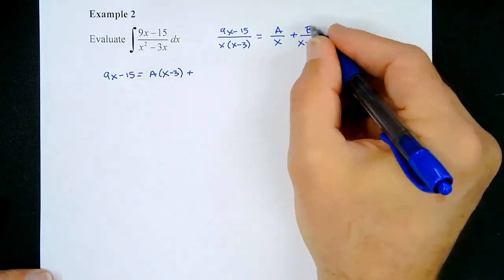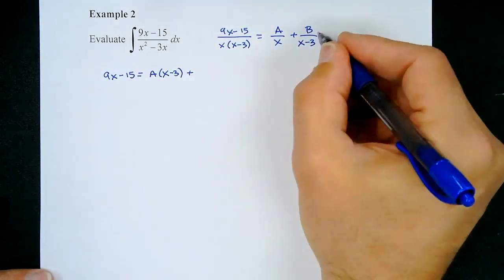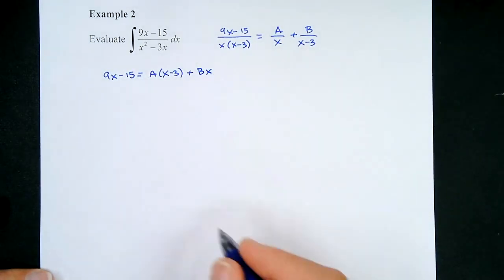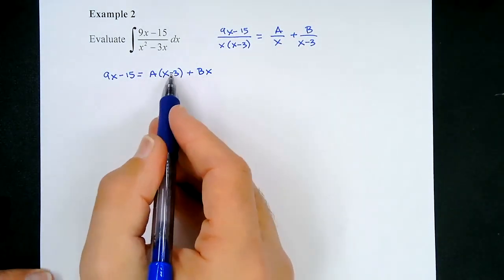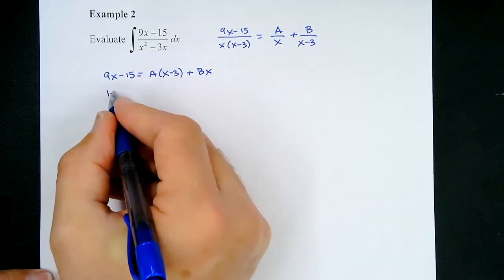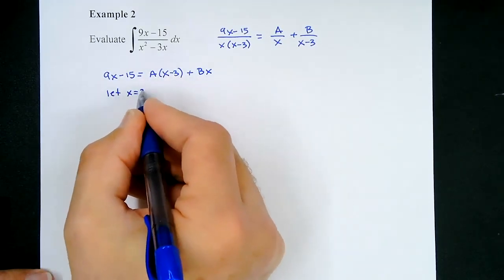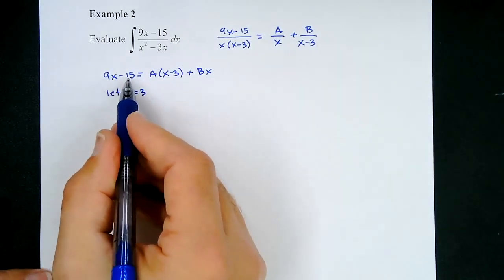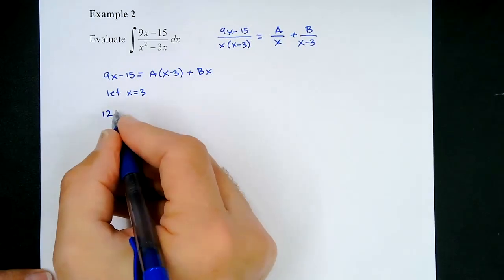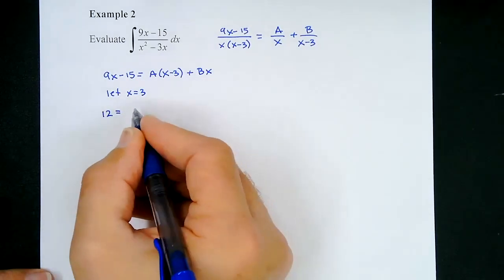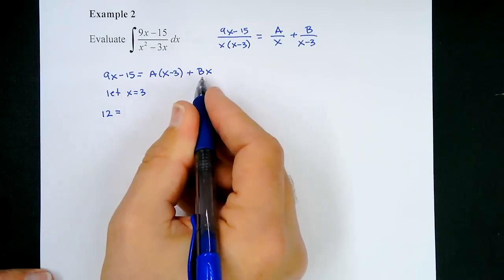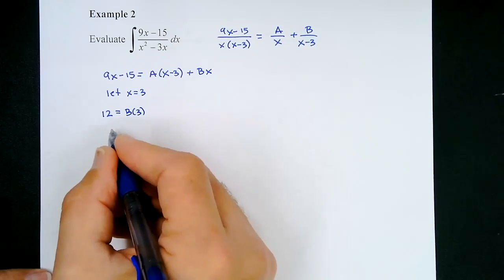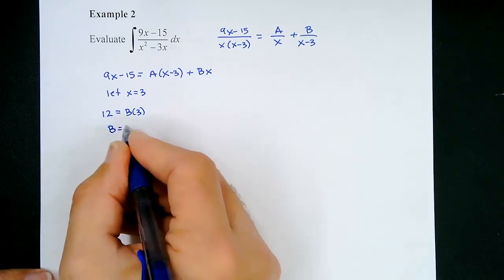And when I multiply this second fraction by x and x minus 3, the x minus 3's will cancel, and I'll be left with bx, b times x. All right. So to get the b, we're going to let x equal 3. And so if x equals 3, this would be 27 minus 15. That would give you 12 is equal to a times 0, so that we don't need to write that, and then b times 3, which tells us that b is equal to 4.